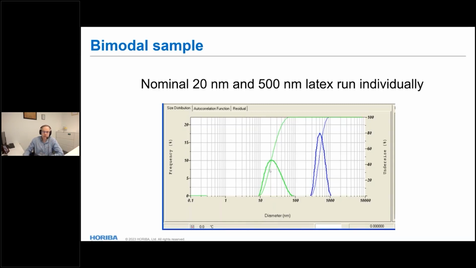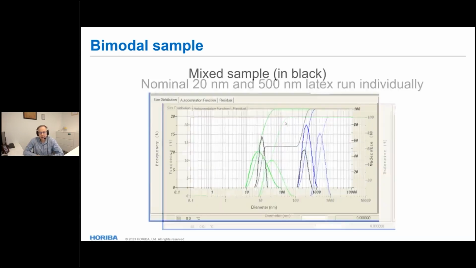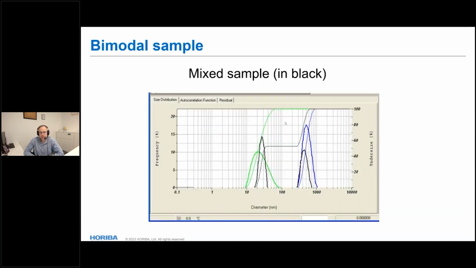Now here, I'm taking these two. I can, of course, even more easily differentiate between 20 and 500. Now let's dump them both into the same bucket, make a measurement of this mixture, and now you have the results shown in black. So I have a nice peak, still pretty close to 20 nanometers, and another nice peak, still pretty close to the 500 nanometers. And so I can resolve these two well-separated size distributions.